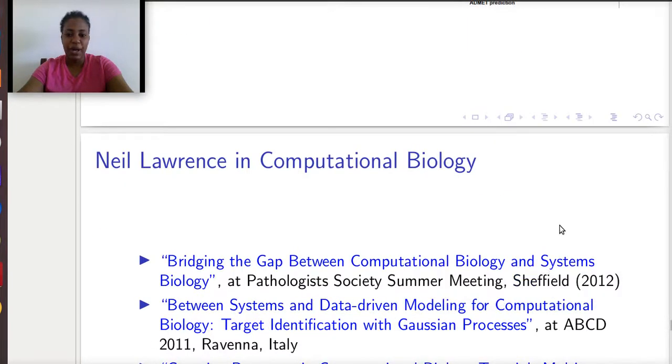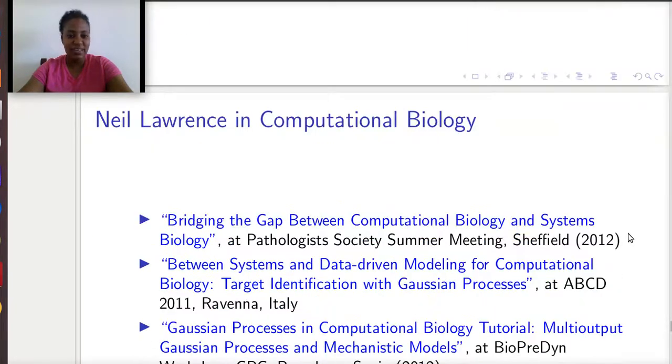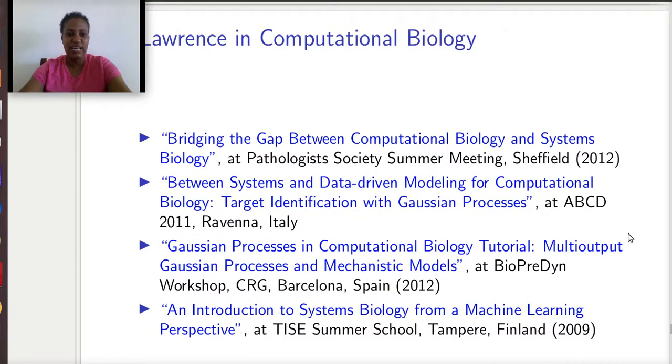So here I'm just giving you an example of Neil. He has done substantial work in computational biology, if you don't know. And that was quite in the past. He's mainly now doing work in other areas within the machine learning domain. However, he has done substantial work in computational biology. Just to mention, these are just talks that he has given. I haven't even touched the publications that he has done in computational biology. But he has worked with biologists, where he worked as a data scientist.